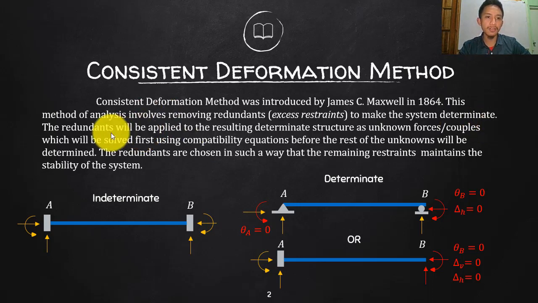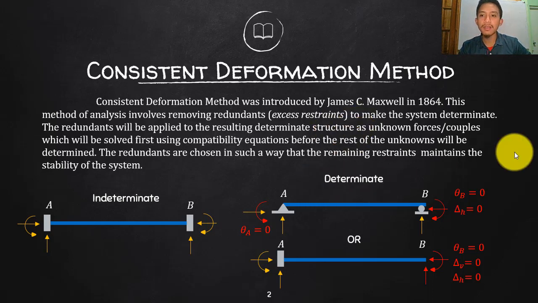And then of course, we cannot just remove that one. Of course, there should always be an effect of that. So the redundants will be applied to the resulting determinate structure. Okay, if you remove, let's say you have two excess reactions, then you are going to remove that one, so that will become a determinate structure. However, we are going to put these redundants that we removed back as unknown forces. So instead of reactions, they will now become unknown forces.